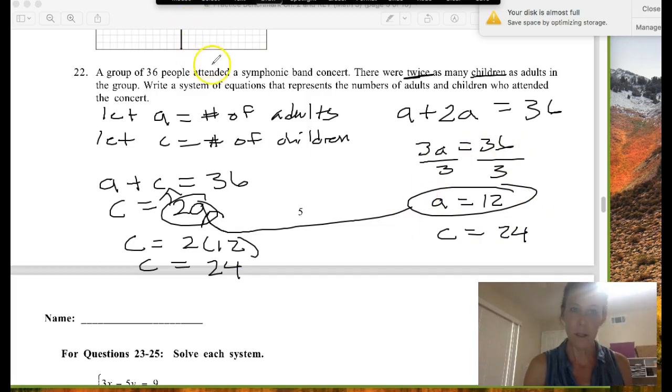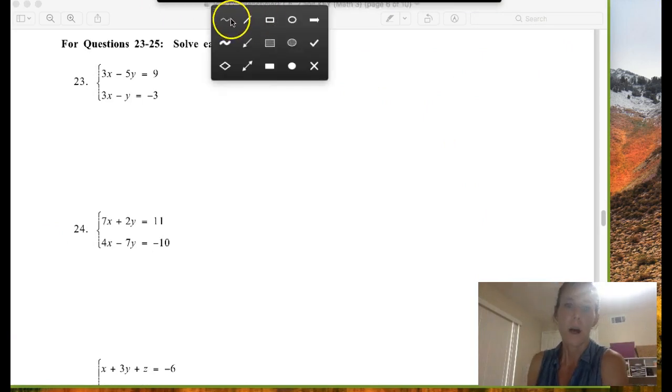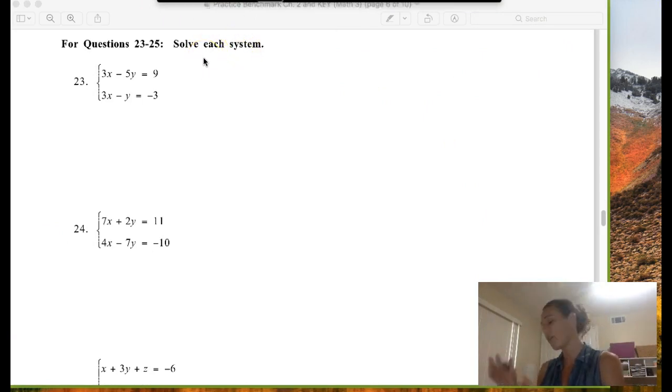All right, let's go ahead and pause and scroll down. All right, we're going to solve this system right here. It doesn't tell us we have to solve by graphing or substitution or elimination. We get to pick. So looking at this and how these are set up, the 3x's line up nicely. I'm going to do this by elimination.